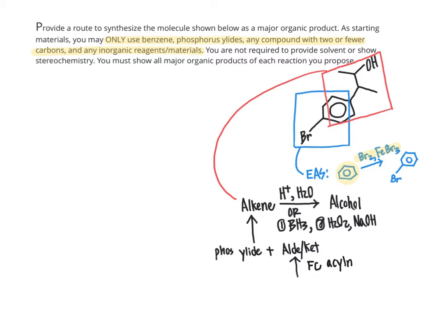So we could take benzene. We could react it via Friedel-Crafts acylation with an acyl halide, like acetyl chloride right there, with aluminum chloride catalyst. And that would result in attaching the ketone group to our aromatic ring. And then from there, if we react with a phosphorus ylide, we'd be reacting a ketone with a phosphorus ylide, that would give us our alkene, and that would take us onward to our alcohol.